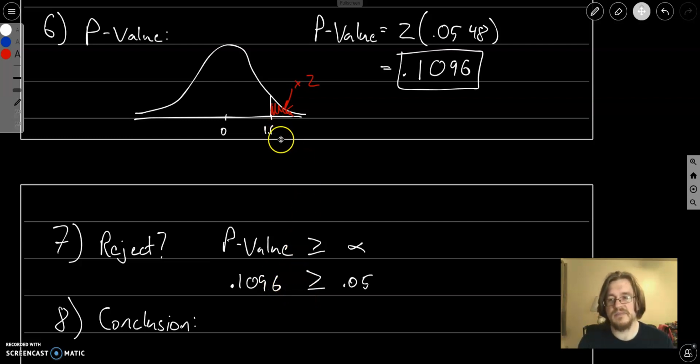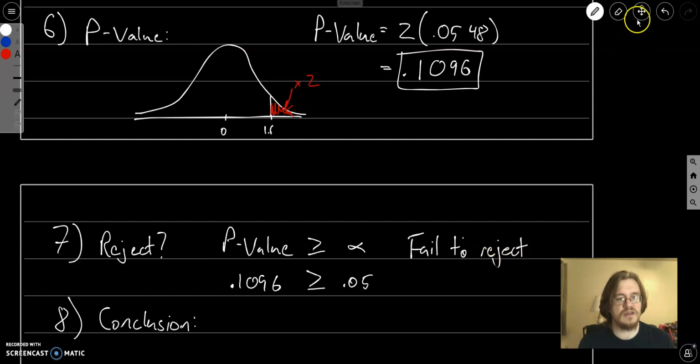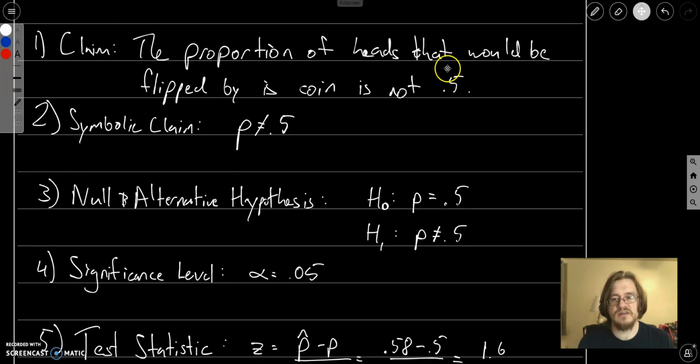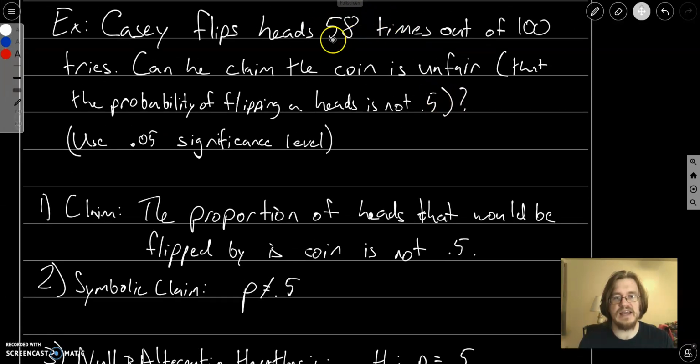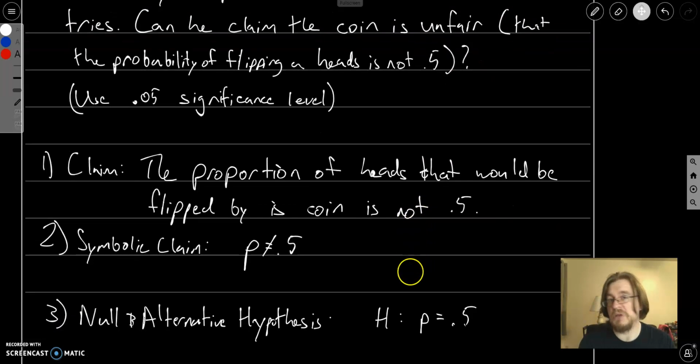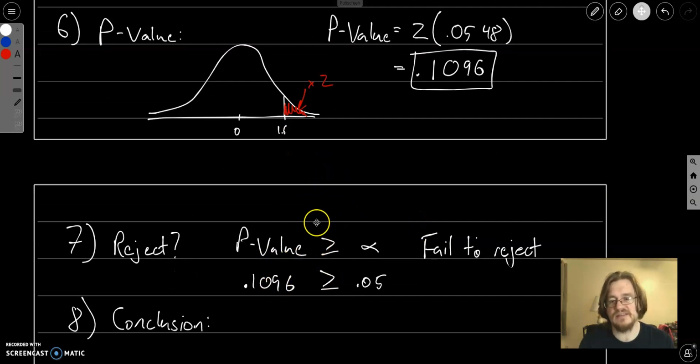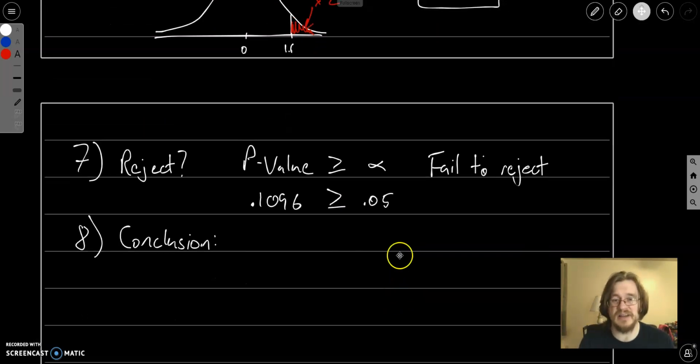There's a 10 or maybe closer to 11% chance that I could flip 58 heads or more, or more extreme, on a coin. So we would fail to reject the claim that the probability of flipping a heads is 0.5. In this scenario, flipping 58 heads out of 100 doesn't seem all that unlikely. It would happen, so we would flip either 58 or more heads, or down below, because we're looking at a two-sided distribution, about 10% of the time, and that doesn't seem all that unusual.